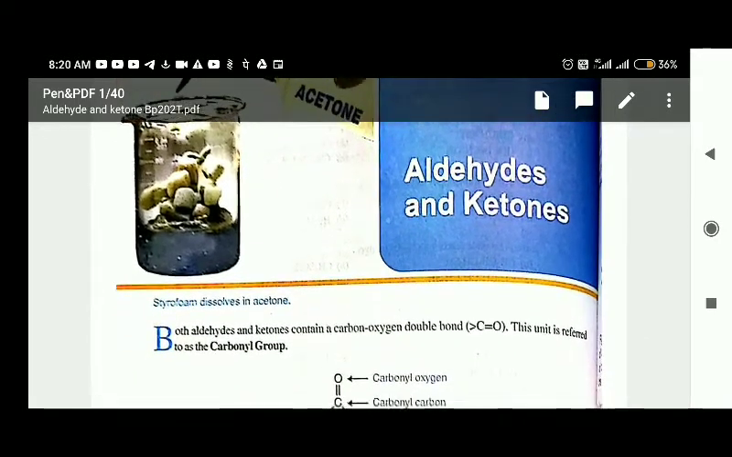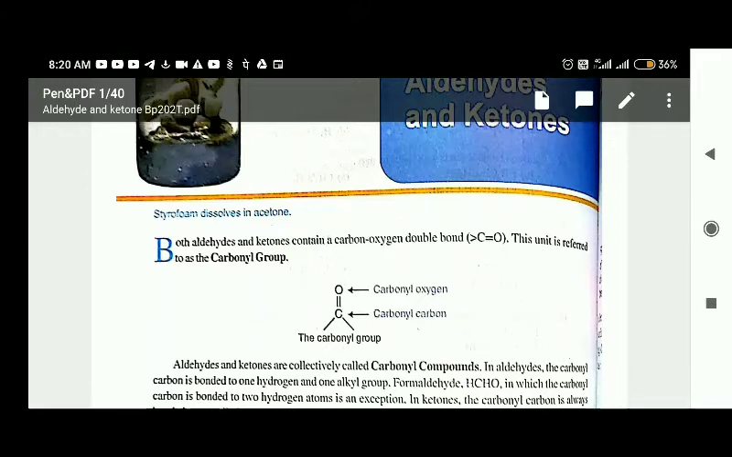Aldehyde and ketone. You know the basic unit of aldehyde and ketone is a carbonyl compound, right? So C double bond O. Both aldehyde and ketone contain the carbon double bond oxygen. You have studied that alkene is also carbon double bond carbon, right? So what kind of chemical property do you see in alkene? In alkene you are supposed to see the addition reaction, right? So carbon double bond oxygen, as a double bond is there, pi electron is there, so it is going to give you the addition reaction.